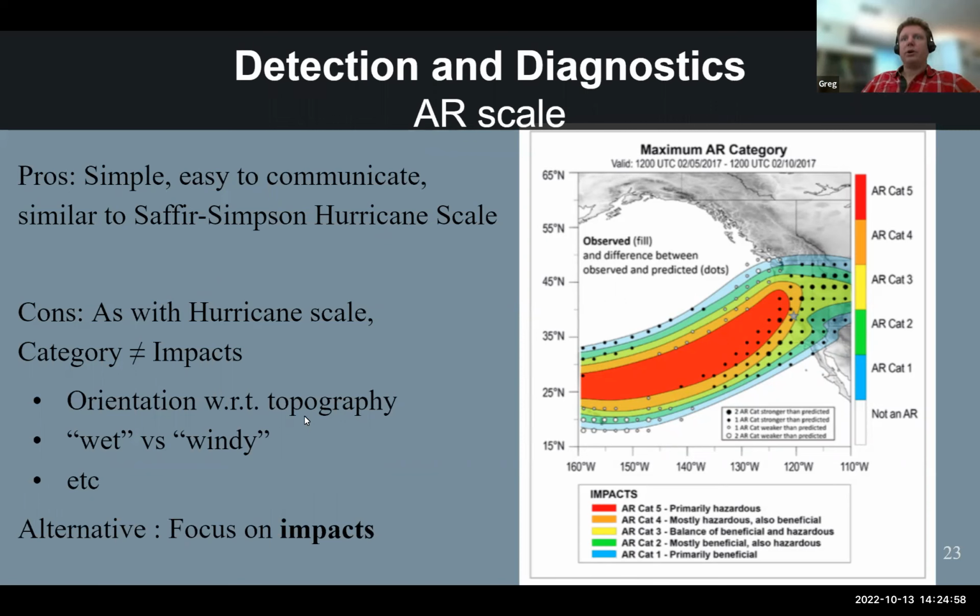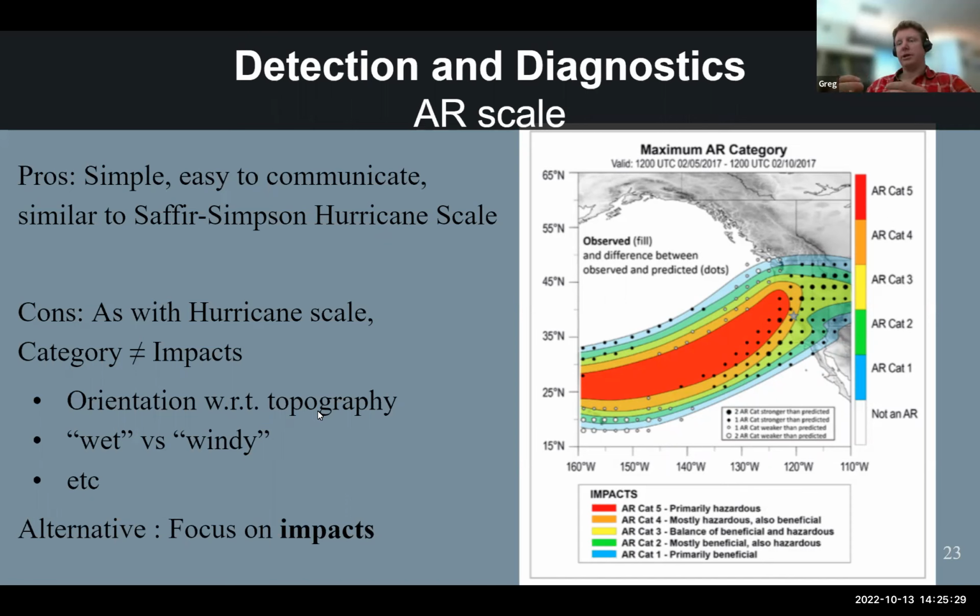Yeah, as I mentioned before, the atmospheric river's orientation with respect to topography, if it's coming in at a more perpendicular angle versus an acute angle to the topography, is going to have varying levels of resulting rain. There's also this concept of wet versus windy ARs. Basically, the two terms that make up the IVT calculation are the wind and the integrated vapor.